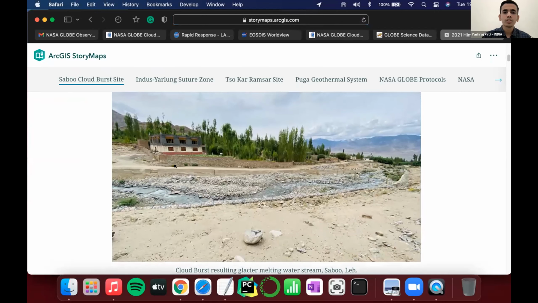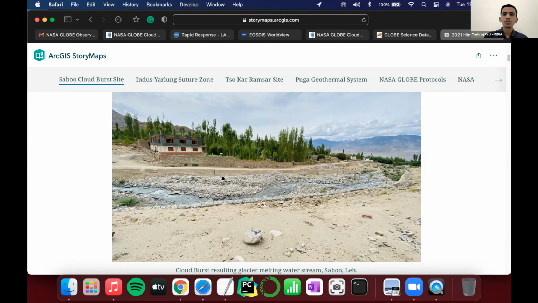So as you can see, this is the Saboo Cloudburst Site in the story map, where the actual cloudburst happened in August 2010, and at that time it clicked that some wrong things were happening in the Himalayan region. Everyone started focusing on this because, as per the Indian monsoon system, the Ladakh region is a rain shadow region. So Ladakh never receives such heavy rainfall.